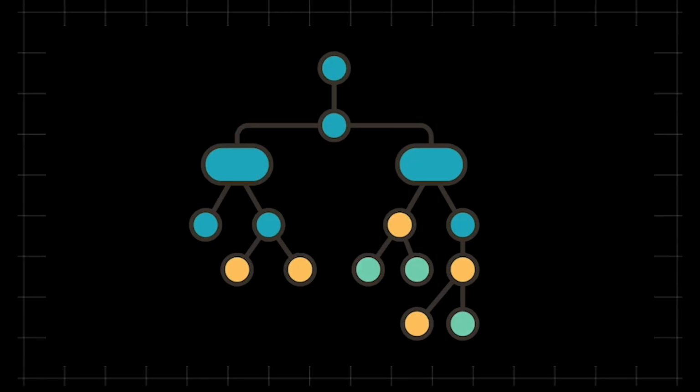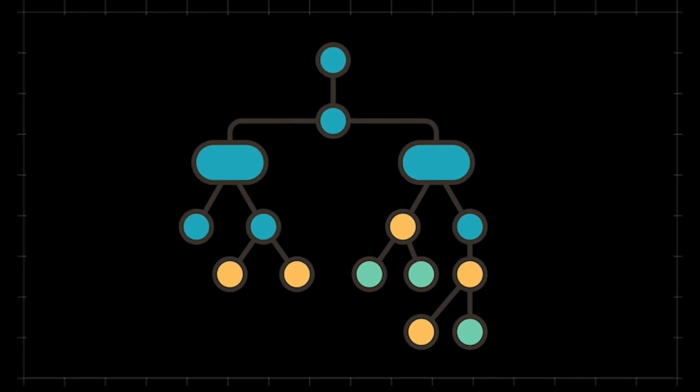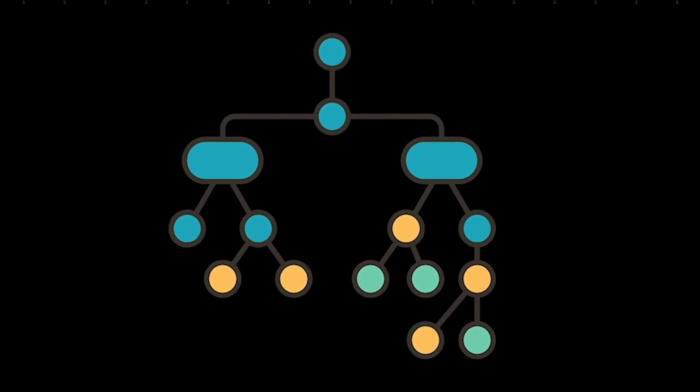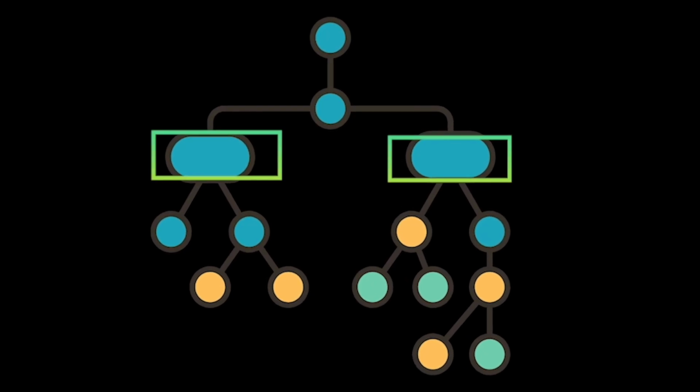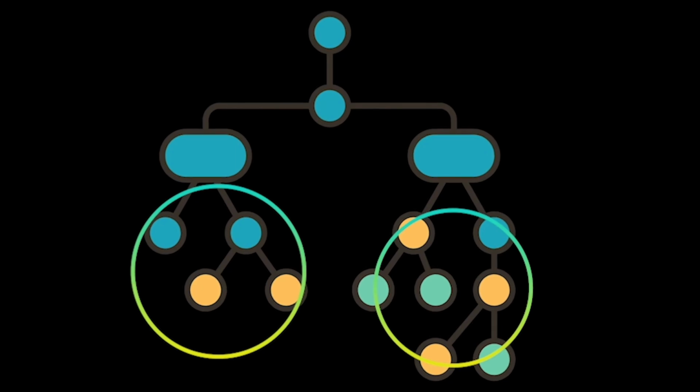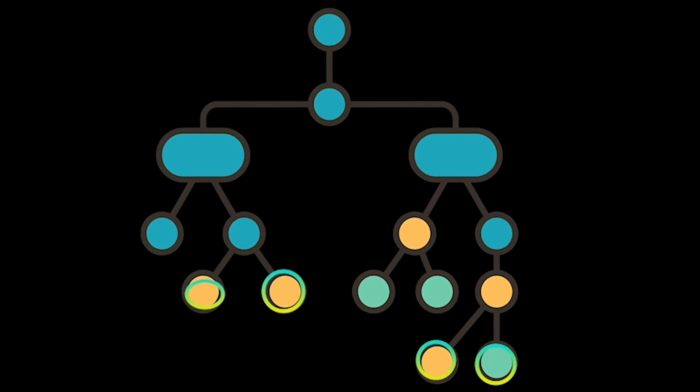Decision trees, a powerful and intuitive machine learning technique for classification and regression tasks. At their core, decision trees operate by recursively splitting data based on feature values to form a tree-like model of decisions. Each internal node represents a test on a feature, each branch corresponds to an outcome of that test, and each leaf node holds a prediction.